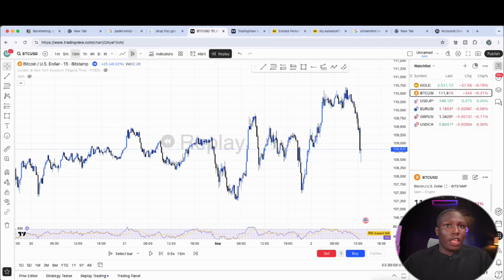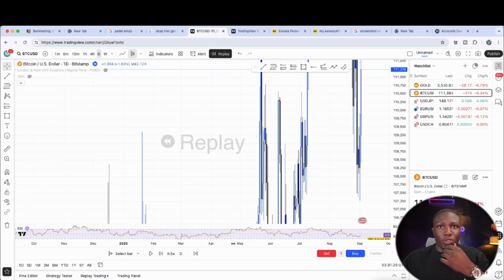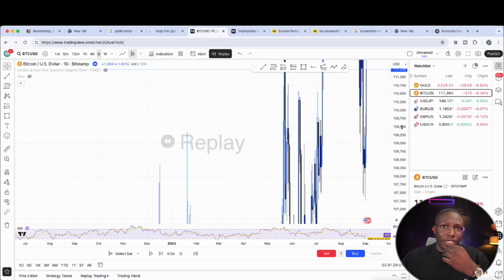I'm recording my screen now. I'll be replaying the candlesticks to the point of entry so you can understand the analysis properly. When I'm analyzing a particular pair, I first go on the daily time frame to spot the overall trend, because I always want to follow the trend. I don't want to go against the trend.